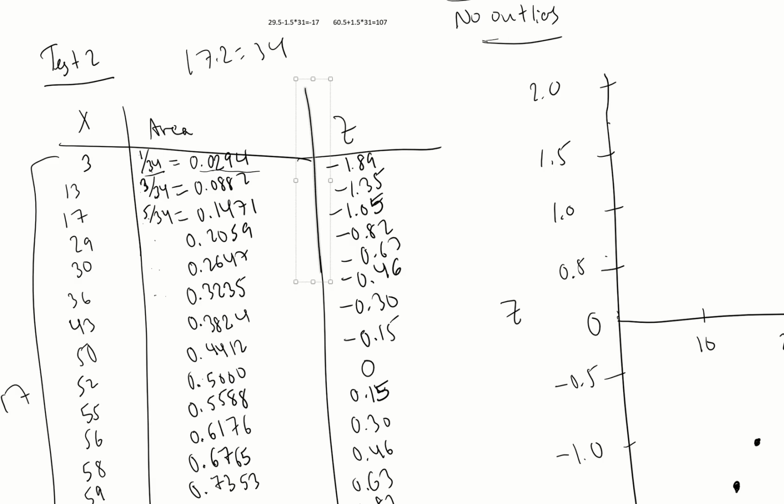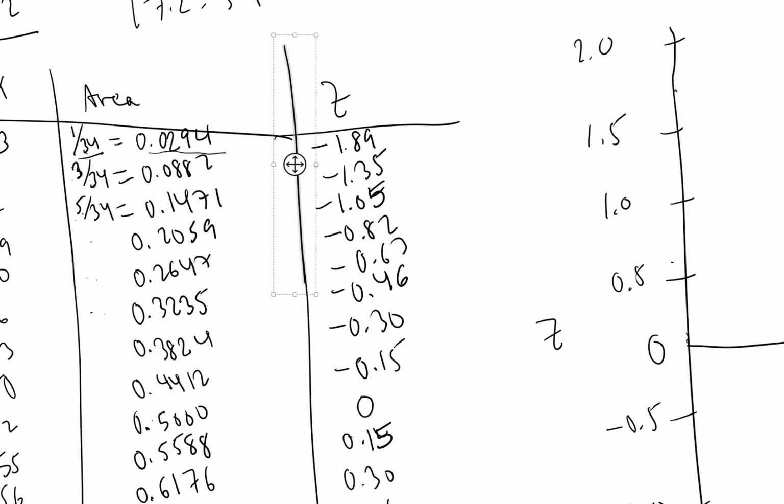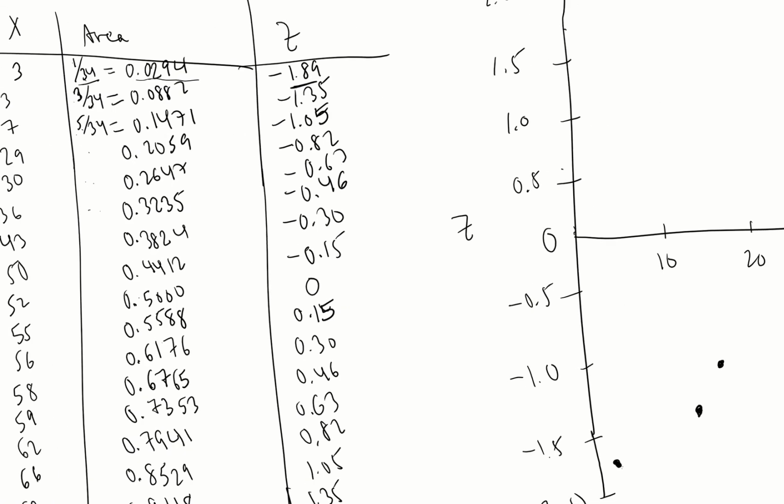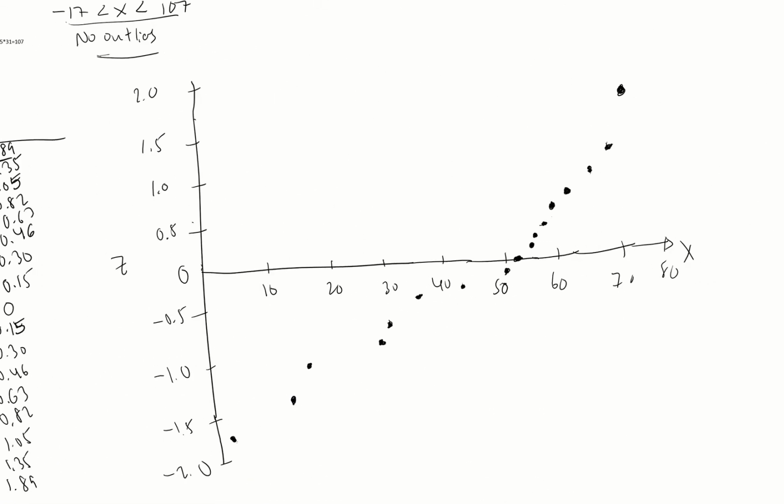Okay, so let's go back here. So negative 1.88, negative 1.89-ish, right? So that's how we got that around there. And so that's how we get the rest of the z-values. And then we graph them, and we get something that looks like this.